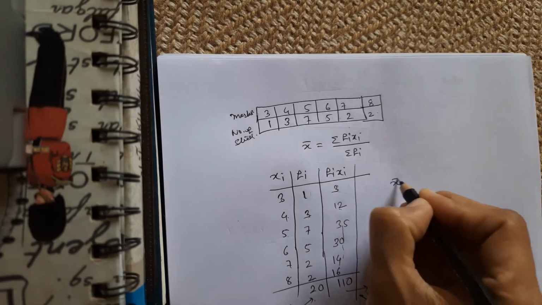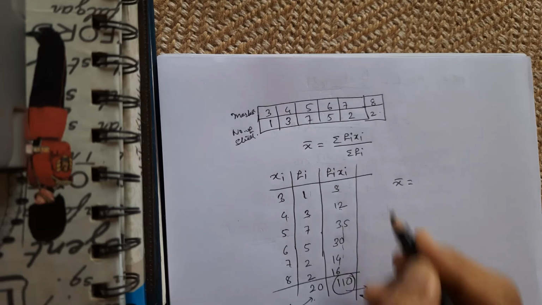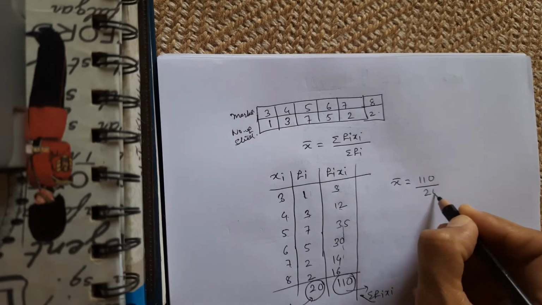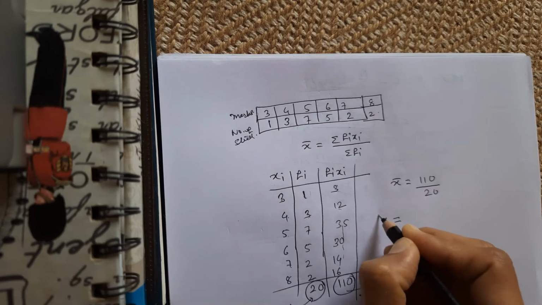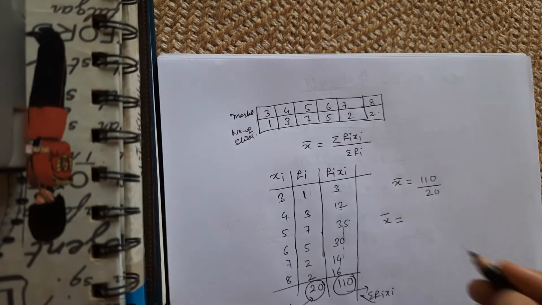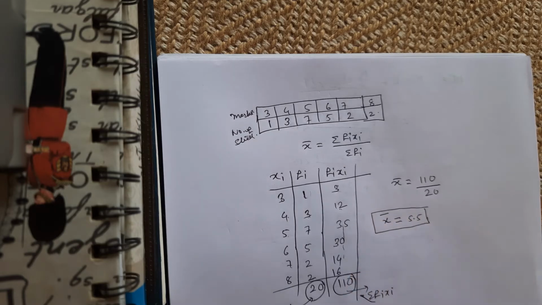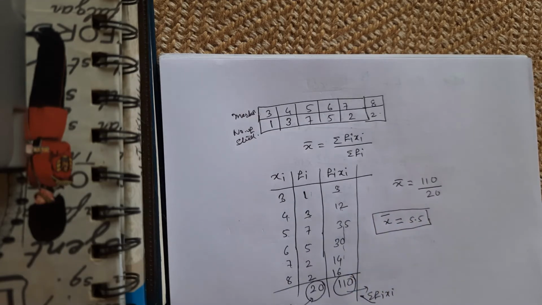Now substitute these values in this formula. So I get x bar equal to this value I am substituting divided by 20. So this x bar equal to 5.5. Okay. That's how we calculate mean for ungrouped data but with frequency.